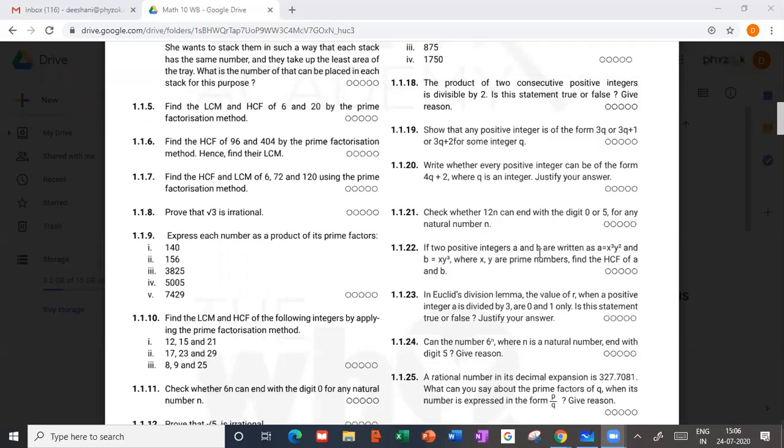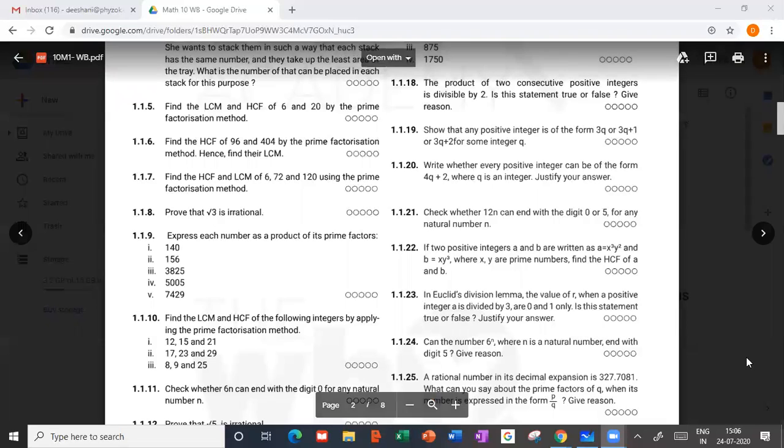Question 22. If two positive integers a and b are written as a is equal to x cube y square and b is x y cube, where x and y are prime numbers, find the HCF of a and b. So what will it be? How will you do this? The 22nd one. My screen is visible, right? Yes, ma'am. Okay, I'll write it here so that there's no further confusion.